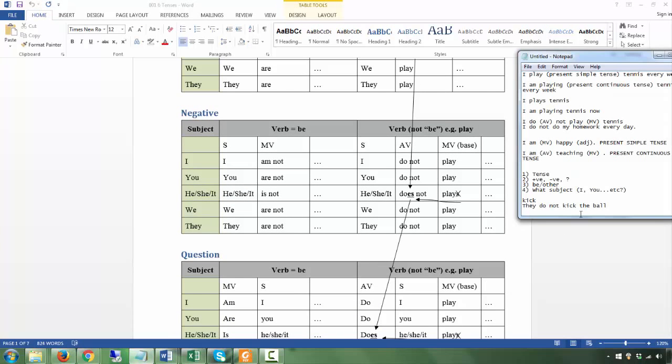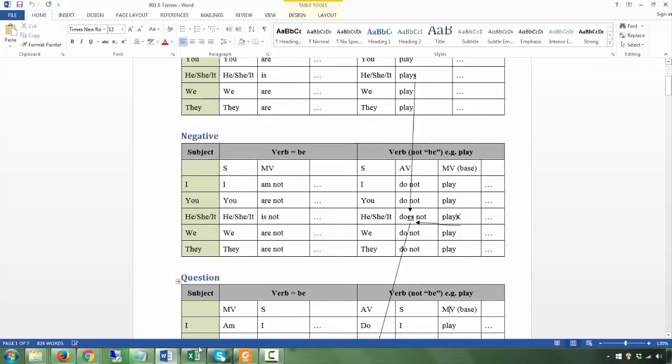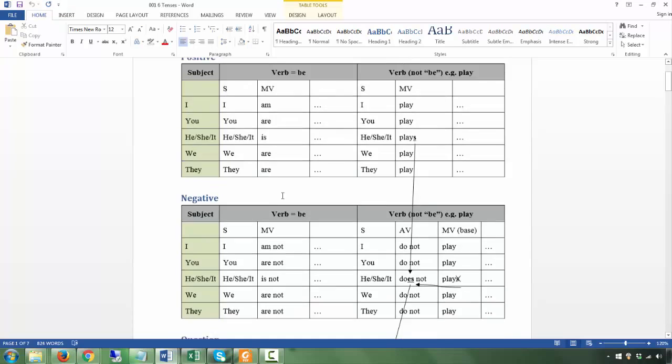They do not kick the ball could mean they do not kick the ball regularly, habitually. I mean, it's not a sentence that we normally use, but you have to understand that this is in the present simple tense, so it does not mean that this is happening now. It means that this happens regularly. Maybe they do not kick the ball when they are tired, or when they don't like the player, or I don't know. So you have to not just know the form, but make sure you're using the correct tense.